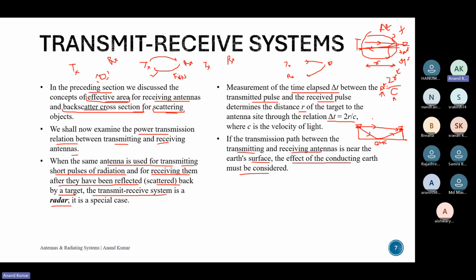Just taking a simple two ray model, we should calculate the total electric field that will be reaching here. And we shall also discuss the actual case. The Earth is not flat, right? It is spherical, so this becomes more complex, but we will discuss it just for a flat surface case.